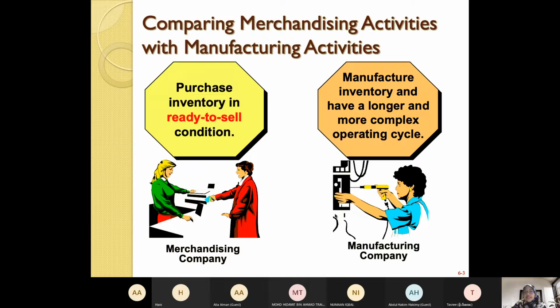So a merchandising company purchases inventory which is in ready-to-sell condition, but a manufacturing company manufactures inventory and has a longer and more complex operating cycle. When you do your management accounting later, you may be looking into manufacturing companies, but in financial accounting, we are going to look into merchandising activities only.